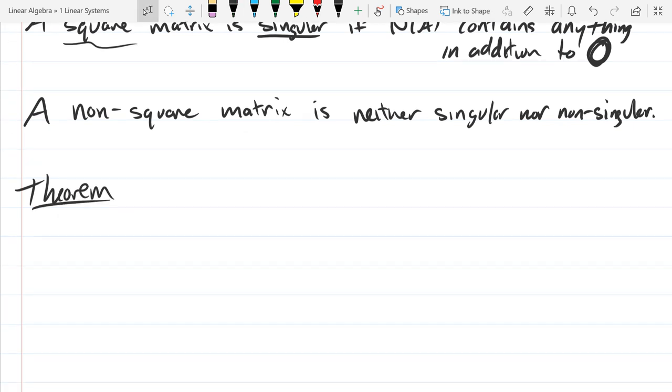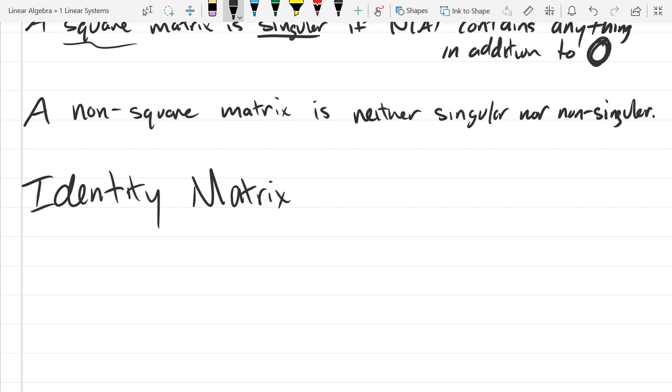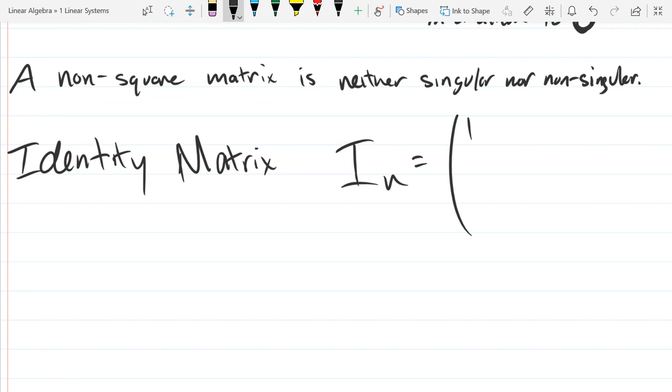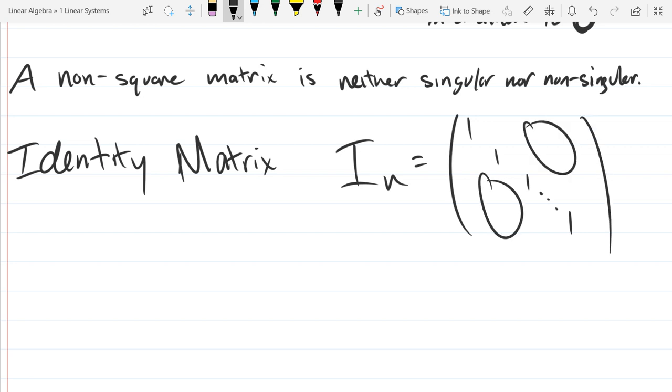So here's a theorem. A non-singular matrix row reduces... Oh, I should write down the identity first before I refer to it. So the identity matrix, we're going to use I sub n, capital I sub n. This matrix has ones down the diagonal. I don't know how many ones, so that's why we use dot dot dot to say repeat the pattern, and then it will have zeros off of the diagonal. The n stands for the dimensions. So the dimensions of this matrix are n by n, so n rows, n columns.